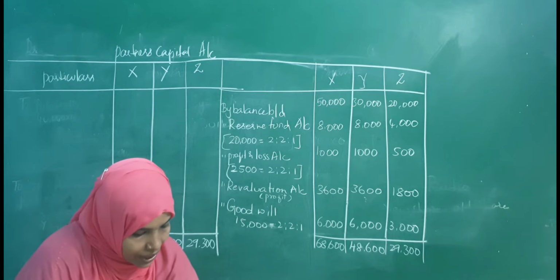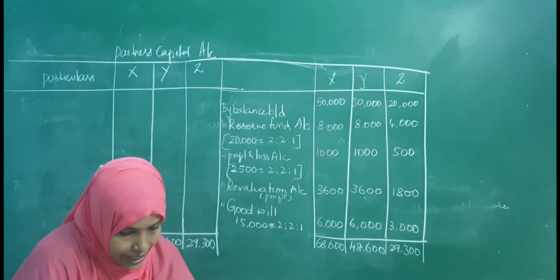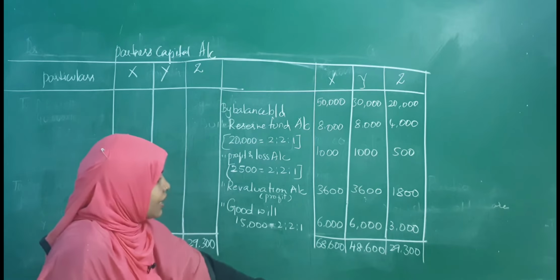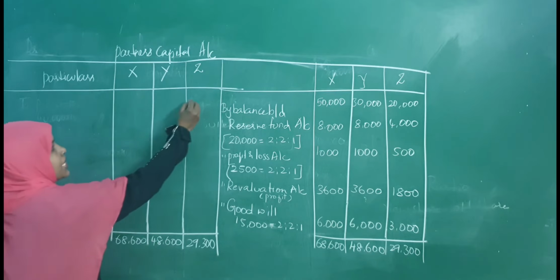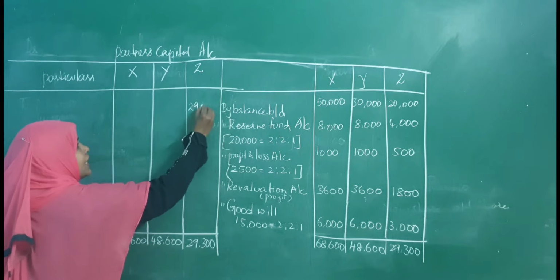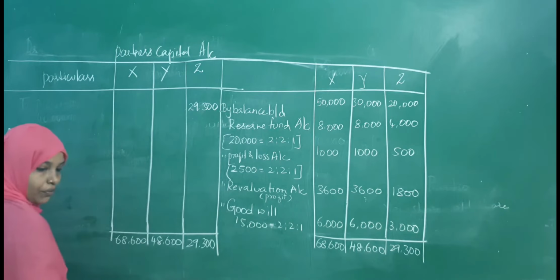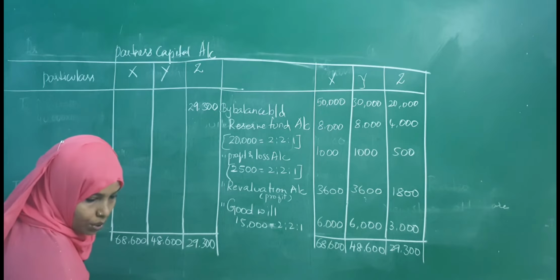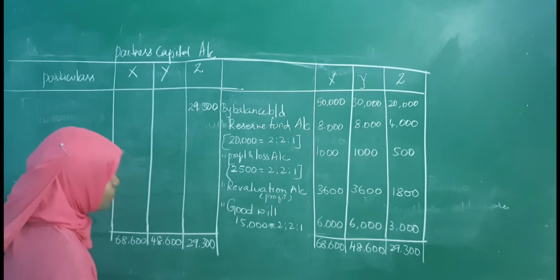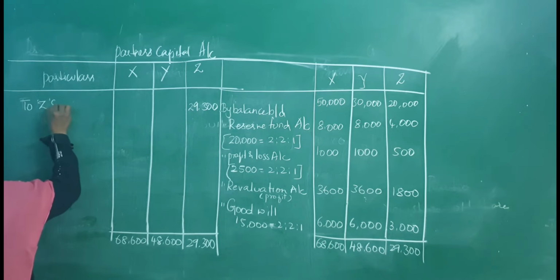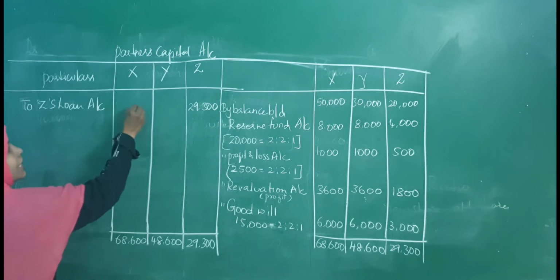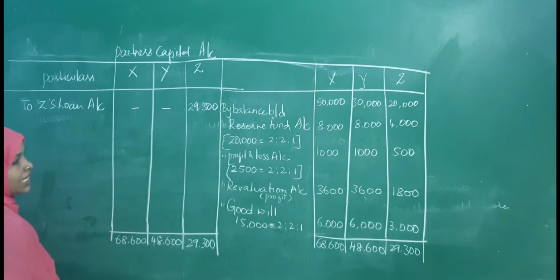X, Y, Z were partners sharing profits and losses in the ratio of 2:2:1. Z retires. Who is retiring? Z is retiring. The balance of Z is 29,300. First you are going to settle it for him, 29,300. And when you are writing for Z, you have to write, to Z's loan account. First for the retiring partner you are going to settle it.